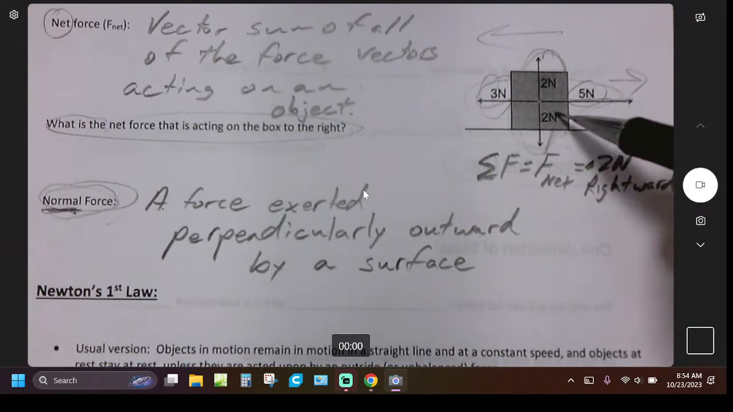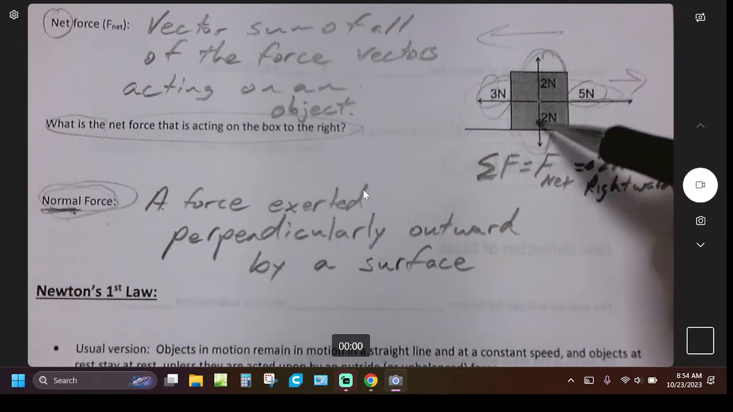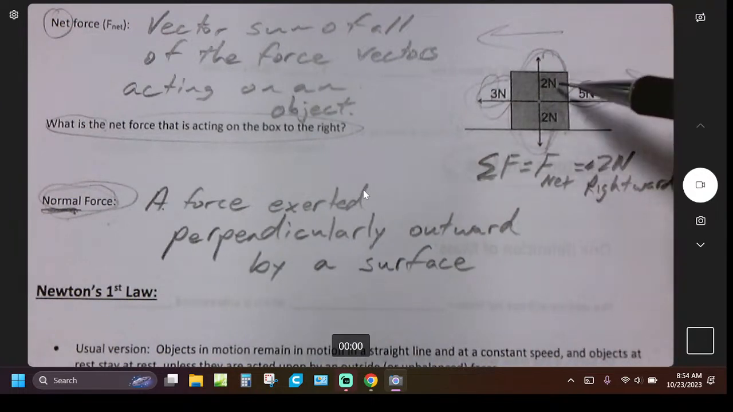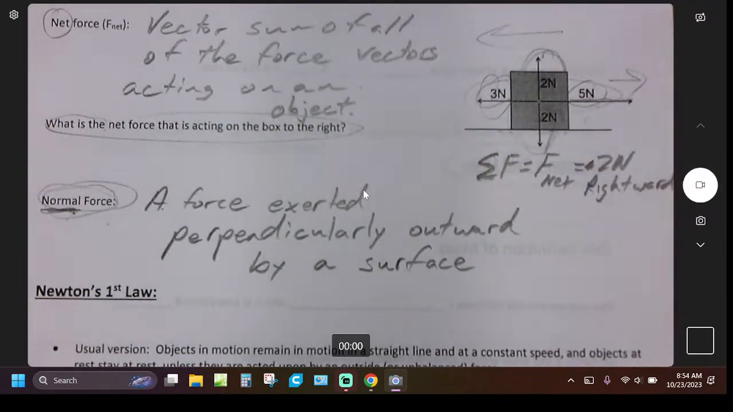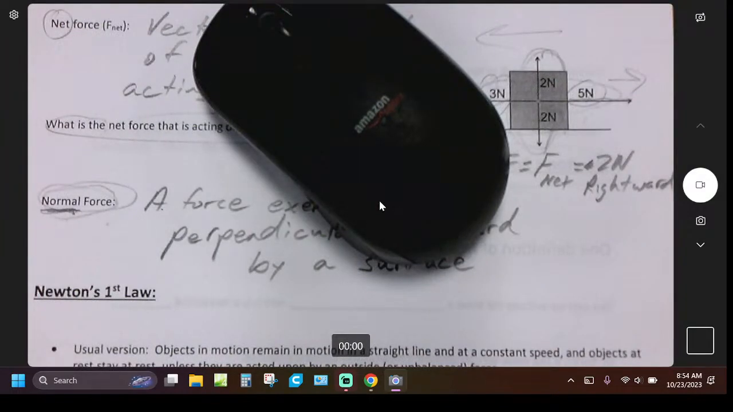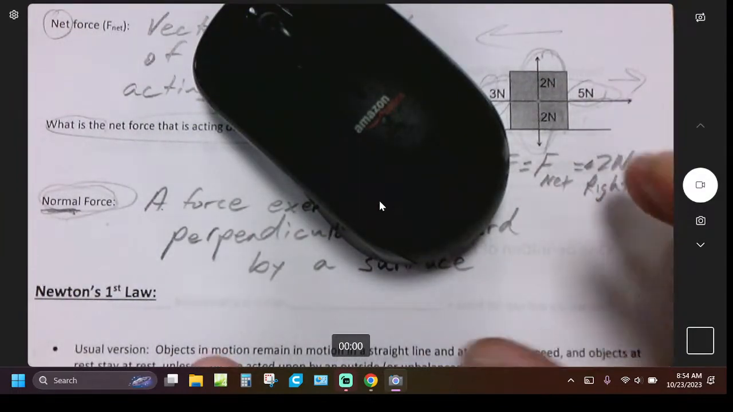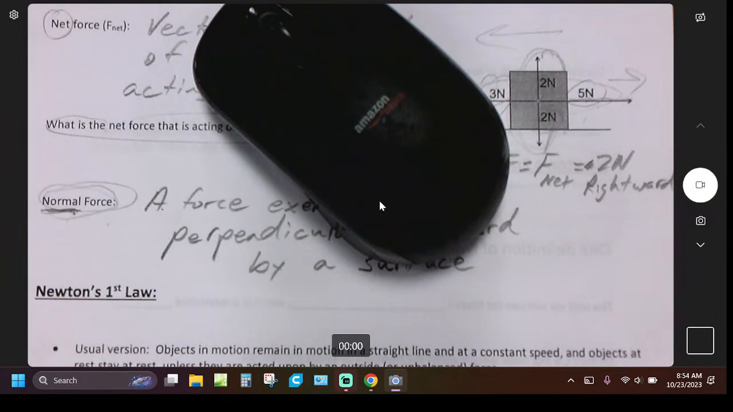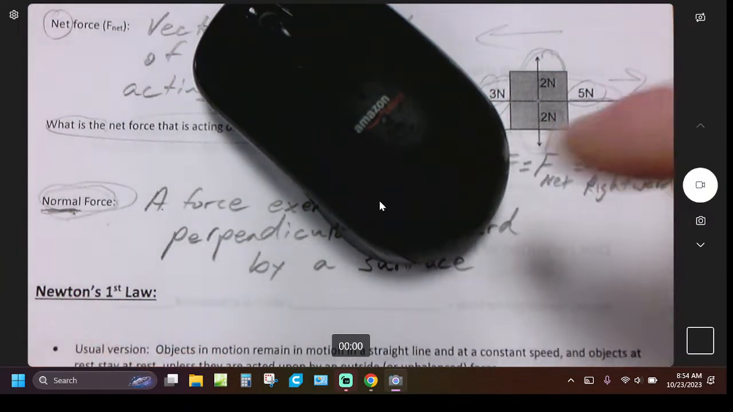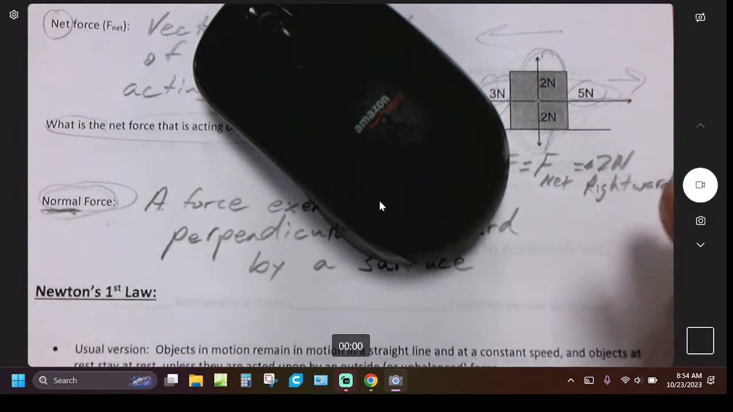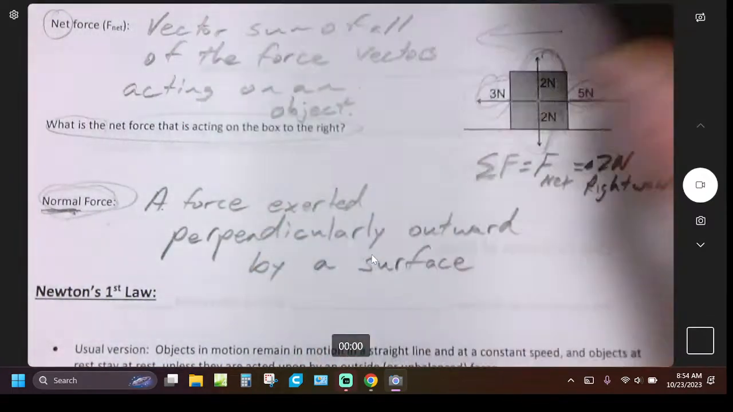Gravity, yeah. So the weight of the box. Weight's another word for the force of gravity acting on something. Now the 2 Newton force is the normal force. So if this mouse is sitting on my desk, the reason it doesn't move up or down is because there's no net force acting on it. There's gravity pulling it down, but the desk is pulling it up and they're equal. So there's no net force, so it doesn't go anywhere.